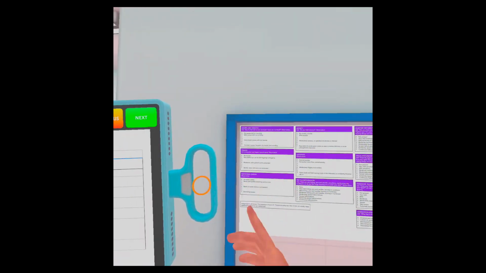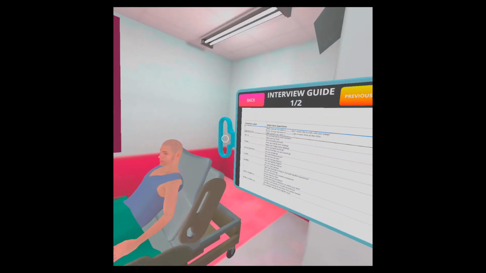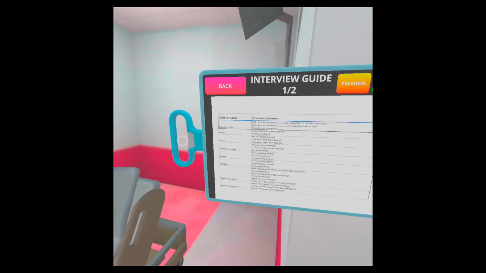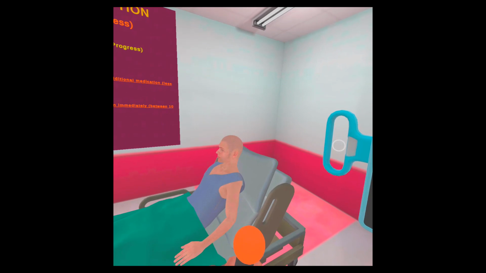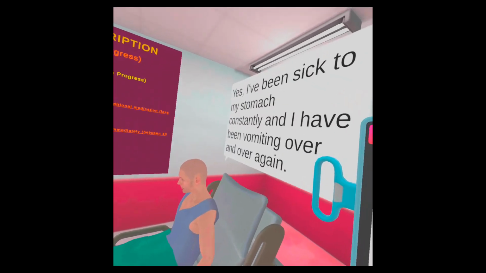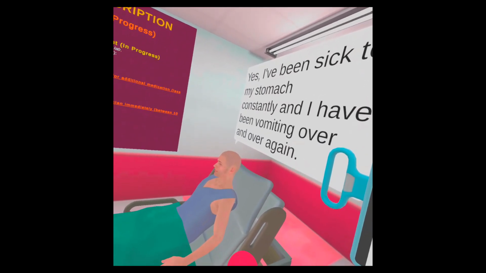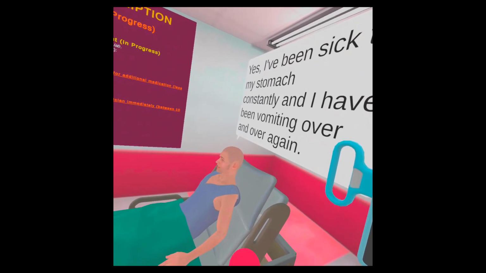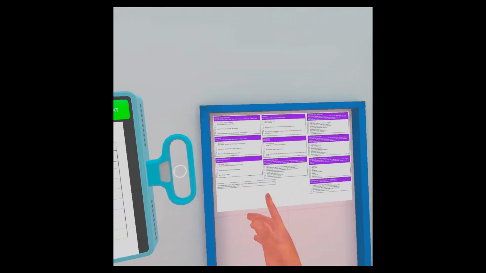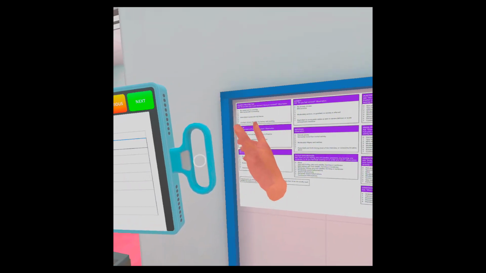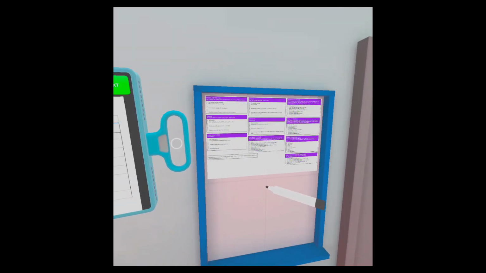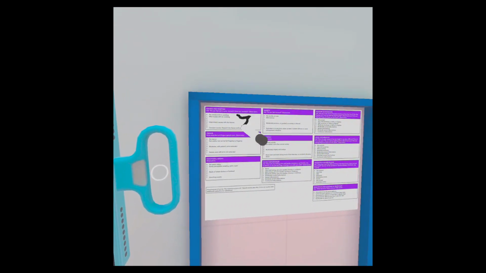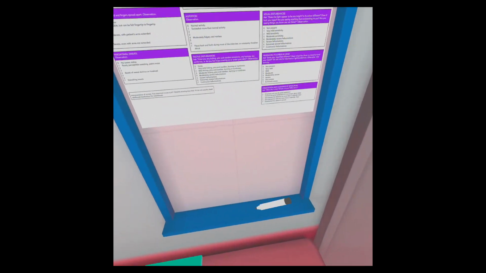So I'm going to ask this first question, nausea and vomiting. So I can look at my guide. Have you vomited? Yes. I've been sick to my stomach constantly, and I have been vomiting over and over again. Okay, that's pretty severe. So I can see that it's constant nausea. So that would be a 7. And I can pick up this marker, and then I can just make a 7 right there on the board.